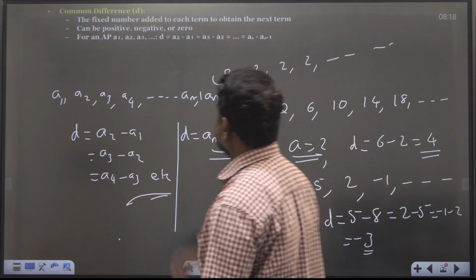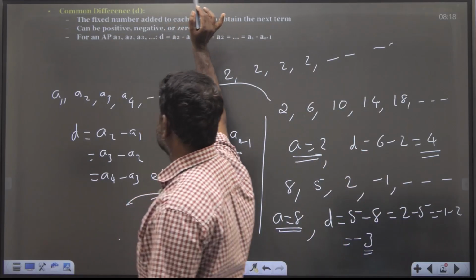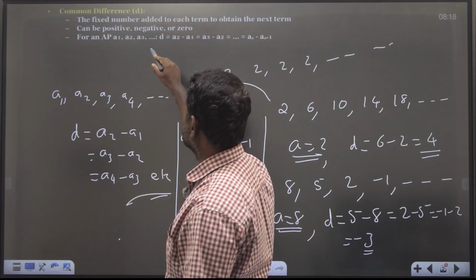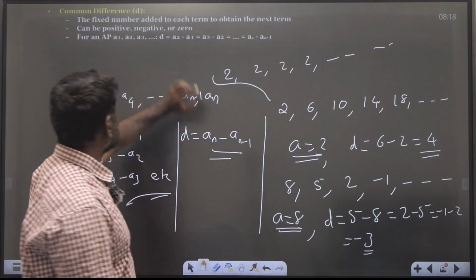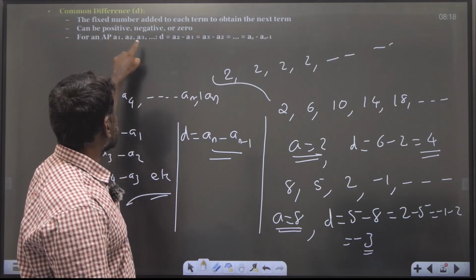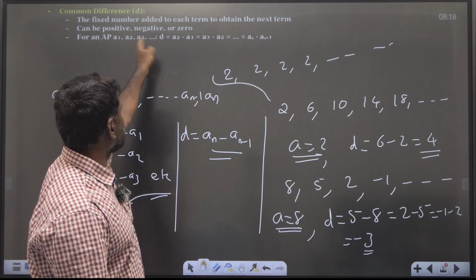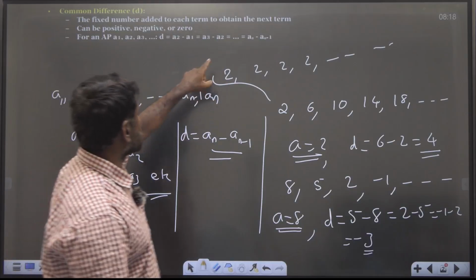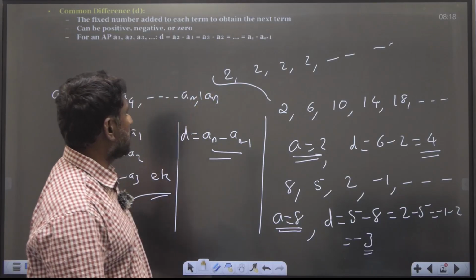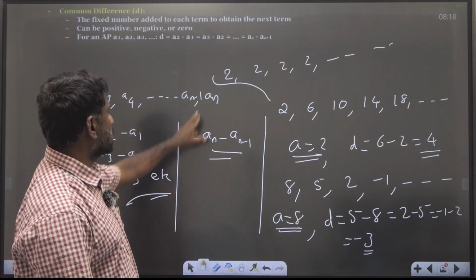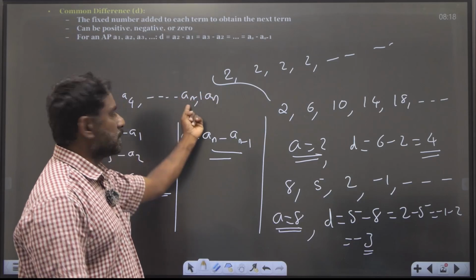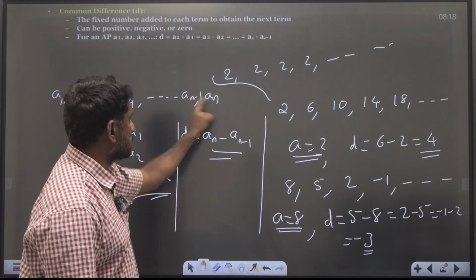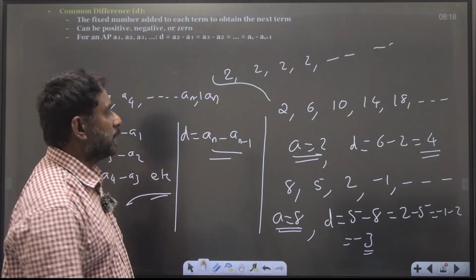The common difference can be positive, negative, or 0. No problem. For an AP a1, a2, a3, etc., d can be a2 minus a1 or a3 minus a2 or a4 minus a3, etc. Suppose the last terms are an minus 1 and an, then d is equal to the succeeding term minus the just preceding term, that is an minus an minus 1. Okay.